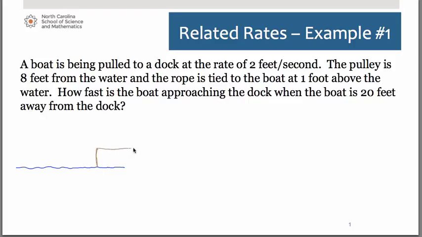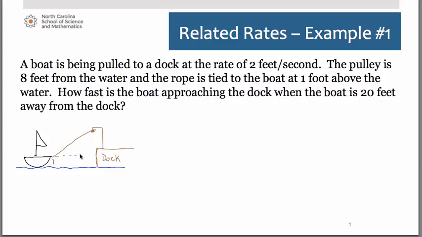So suppose here's the dock. And perhaps this is the pulley system. And let's draw ourselves a boat. And we are told that the rope is tied to the boat 1 foot above the water. So this distance would be 1. Let's assume that the rope is right here. And we know that the pulley is 8 feet from the water.